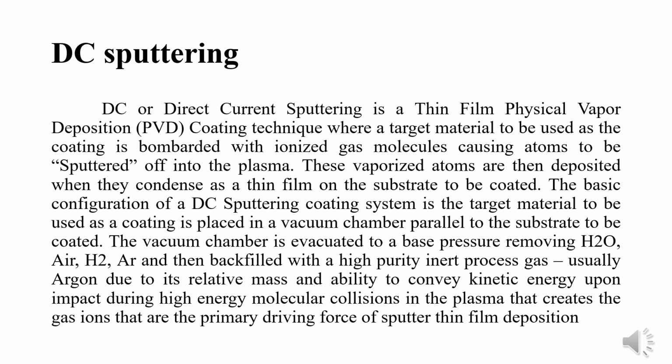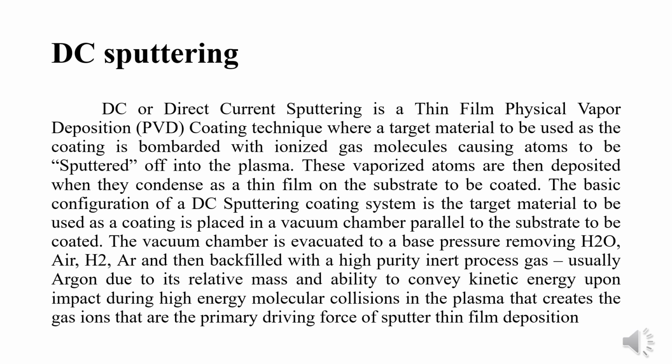DC, or direct current, sputtering is a thin film physical vapor deposition coating technique where a target material to be used as a coating is bombarded with ion gas molecules, causing atoms to be sputtered off into the plasma. These vaporized atoms are then deposited when they condense as a thin film on a substrate to be coated. The basic configuration of a DC sputtering coating system is that the target material to be used as a coating is placed in a vacuum chamber parallel to the substrate to be coated.